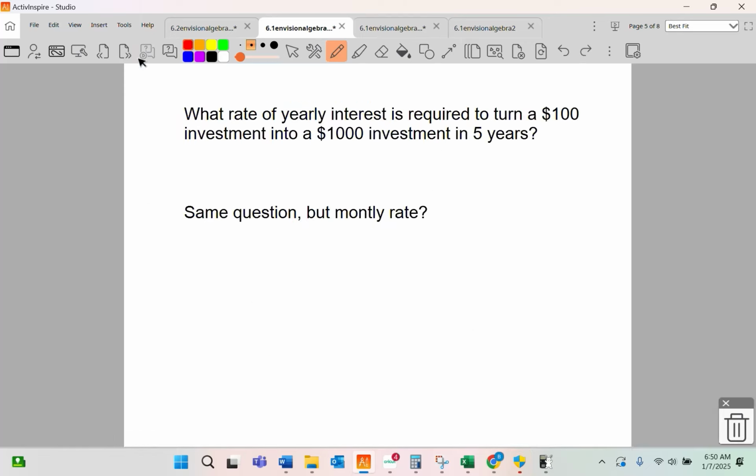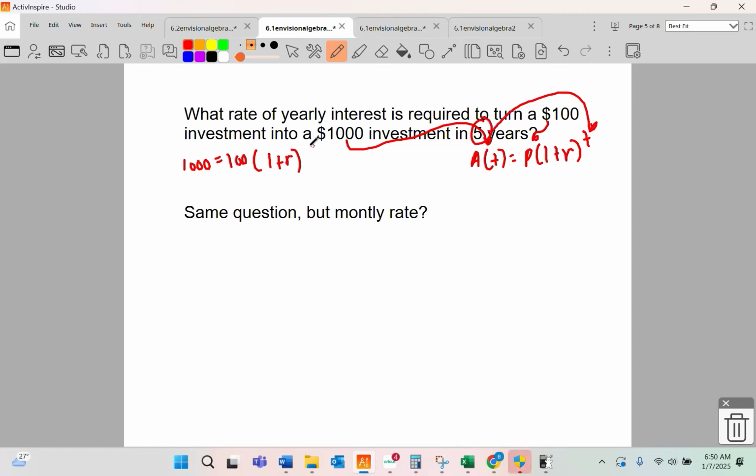All right, what rate of yearly interest is required to turn a $100 investment into a $1,000 investment in 5 years? So I'm obviously going to be growing. So I'm thinking about my formula for exponential decay. And I start with 100 and I become 1,000. It's 1,000 equals 100 times 1 plus r to the 5th power.